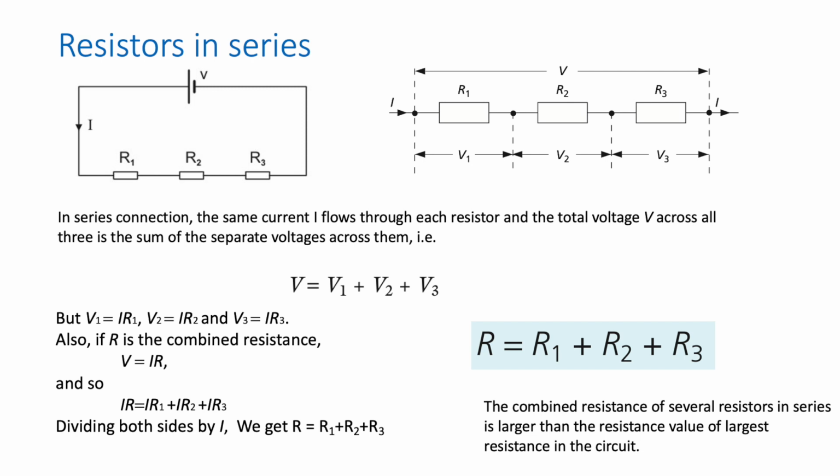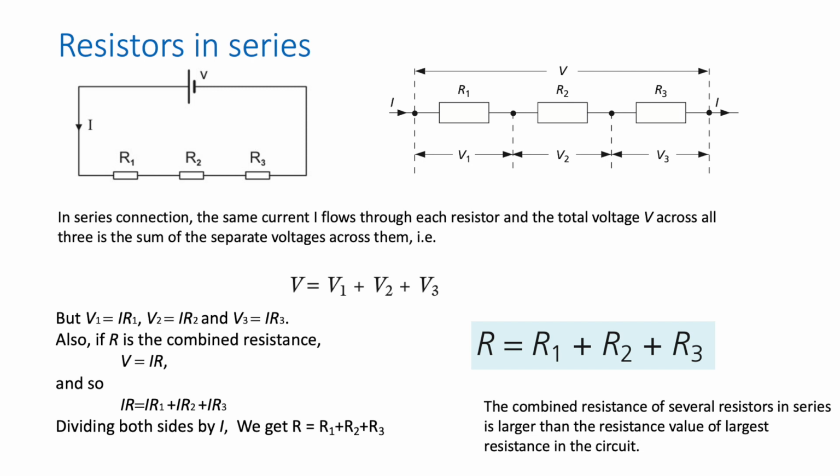That is, capital V equals V1 plus V2 plus V3. V1 is the potential difference between the terminals of R1, V2 is for R2, and V3 is the potential difference between the terminals of R3. Or we can say V1, V2, V3 represent the potential drop across R1, R2 and R3.